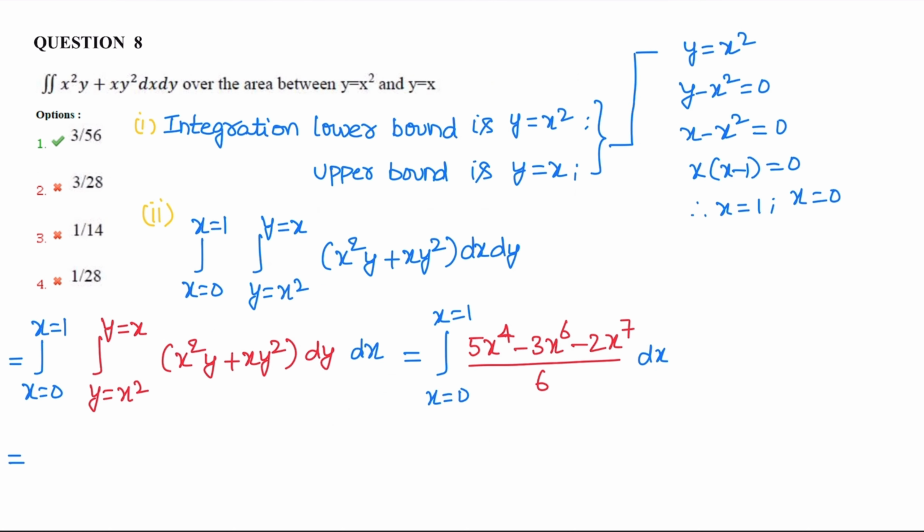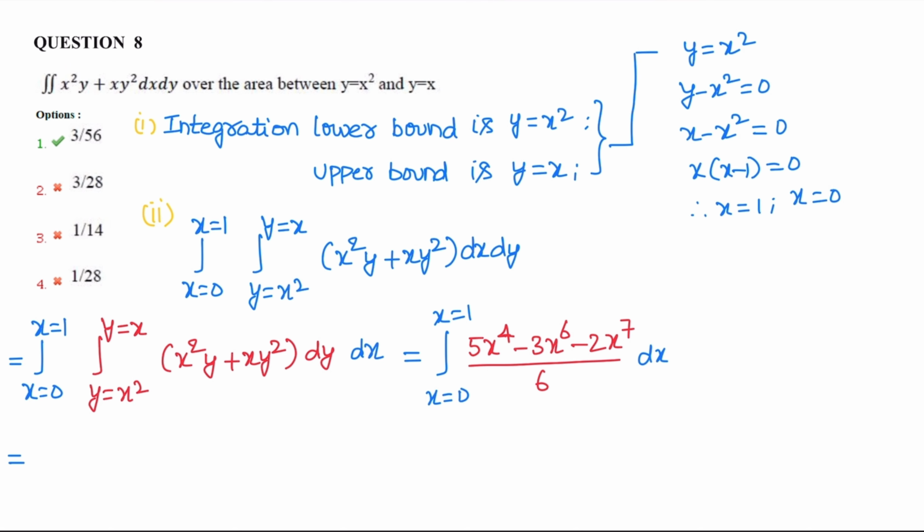Next question. Question number 8. Double integral of x square y plus xy square dx dy over the area between y is equal to x square and y is equal to x. In the question they have mentioned we need to calculate the integration value and the given lower bound is y is equal to x square and the upper bound is y is equal to x.